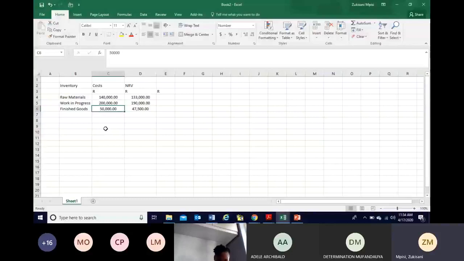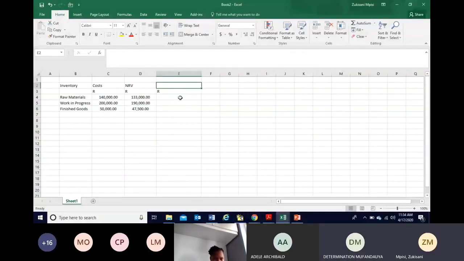calculate your net realizable value, your raw materials of 95% will be 133. Your work in progress of 95% will be 190. Your finished goods of 95% will be 47,500. And eventually, we want to know, in terms of the inventory disclosure note, which one must we take now?